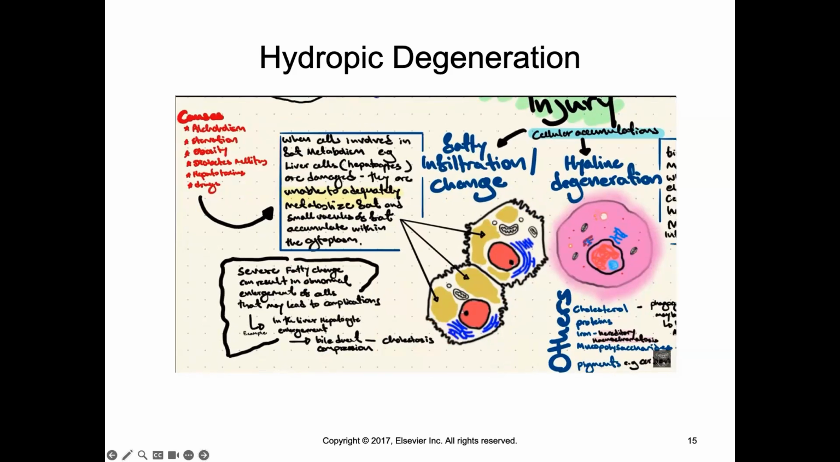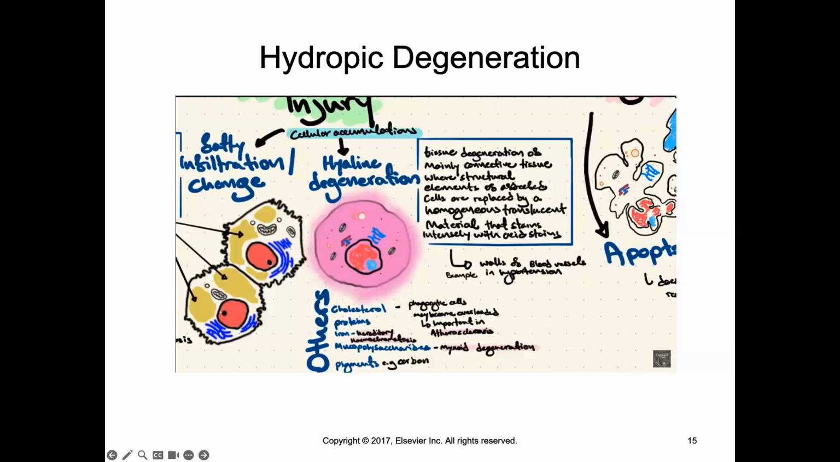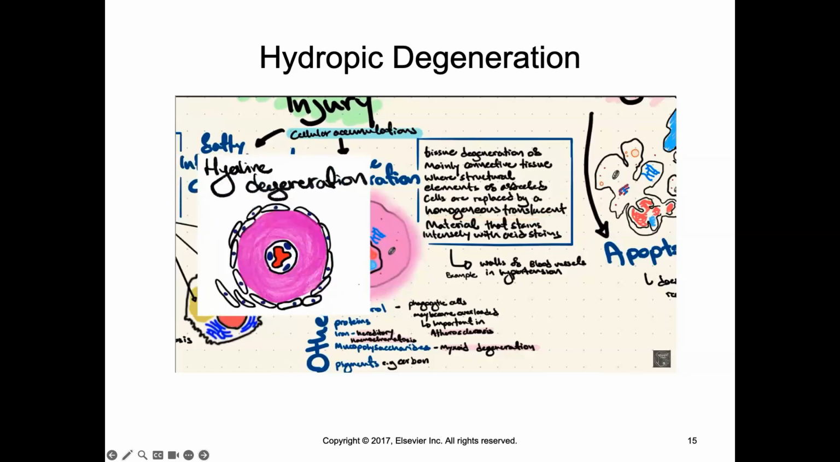Another example of reversible injury is hyaline degeneration. In connective tissue, we might have the accumulation of a homogeneous translucent material that stains intensely with acid stains. Acid stains appear bright pink on histology, and a good example of hyaline degeneration is the walls of blood vessels seen in hypertension or diabetes mellitus.